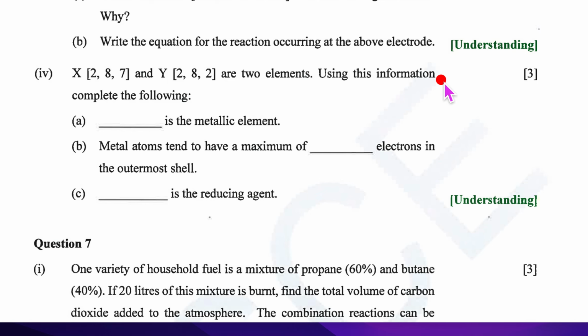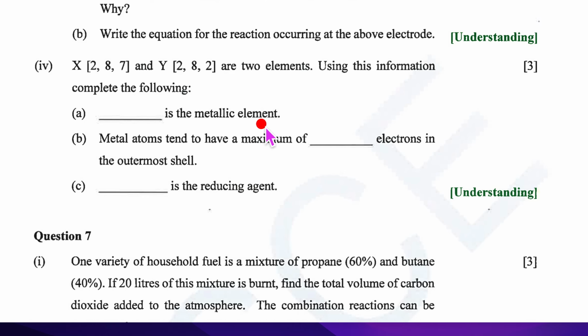X and Y are two elements. Which one will be the metallic element? The one which will have 1, 2, 3 valence electrons. So Y. Metal atoms tend to have a maximum of 3 electrons in the outermost shell. If it is 1, 2 or 3 electrons, then they are metals, so 3. And metal is the reducing agent. All metals in group 1A lose electrons and supply that electron to the non-metal, reducing them. So all metals are reducing agents. So which one is a metal here? Why?